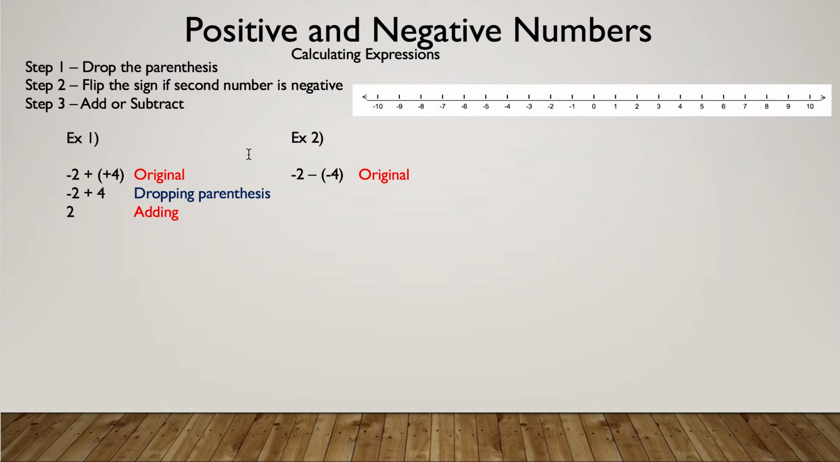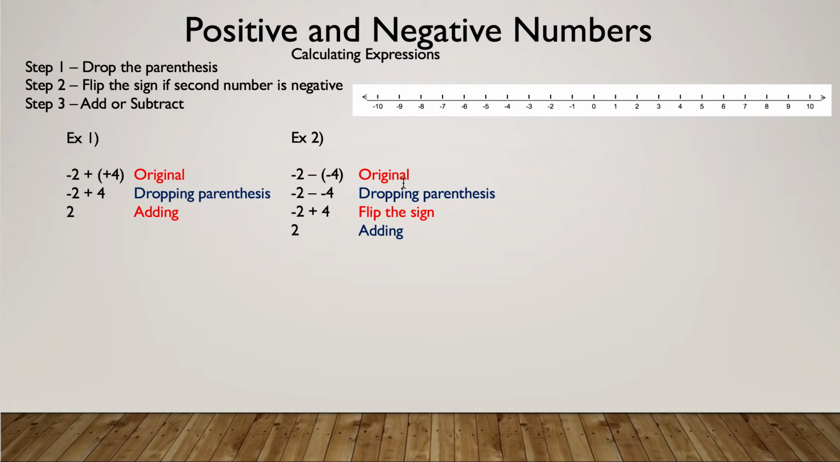We have the original. The next step is going to be drop the parentheses. Second step is flip the sign if the second number is negative. The second number is negative, so we flip the sign. Then we add because it's addition, and it's the same. So if you look back at the table, this shows that the 2 numbers are the same. So these 2 examples are the same. It's just they were written differently at the start.